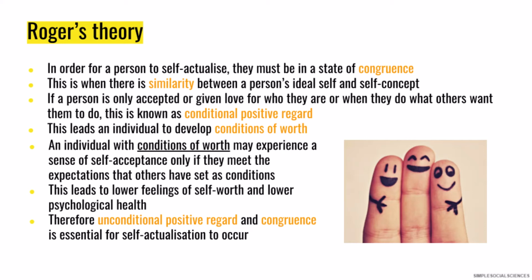When there is similarity between a person's ideal self and self-concept, a state of congruence exists. However, if there is a difference between the self and ideal self, the person experiences a state of incongruence. The development of congruence depends on unconditional positive regard. This is when love and acceptance is given unconditionally. Rogers states that in order for a person to self-actualize, they must be in a state of congruence. If a person is only accepted or given love for who they are when they do what others want them to do, this is known as conditional positive regard.